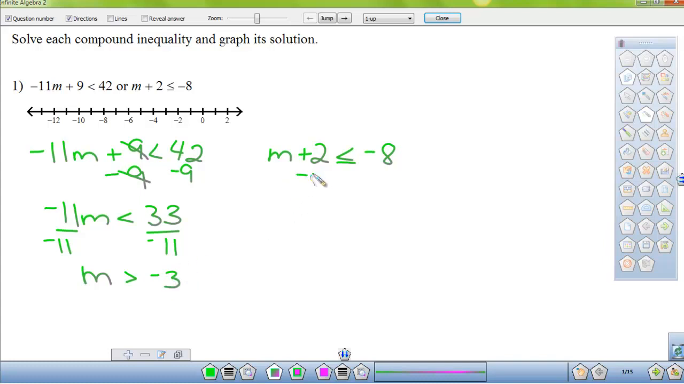And this one over here is fairly easy. You're just going to subtract 2 from both sides. No need to flip that symbol over because we did not divide by a negative. And now we're going to take these two answers and place them on the same number line.